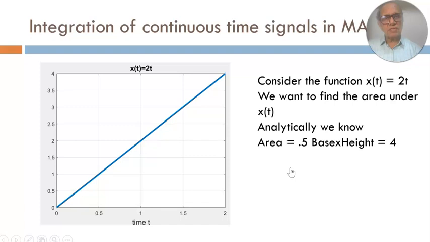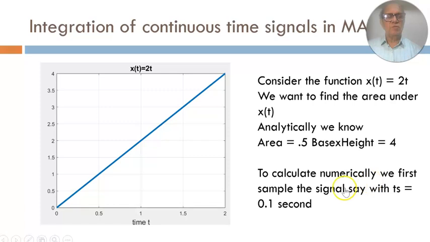Now we want to do this numerically. So we sample the signal with a certain sampling time. The smaller the sampling time, the better the result will be. Understand that when we do the numerical calculation, it will always be approximate to some extent. It may not be exactly equal to 4. The error that you get will depend on how small a sampling time you choose. The smaller the sampling time you choose, the lesser will be the error.